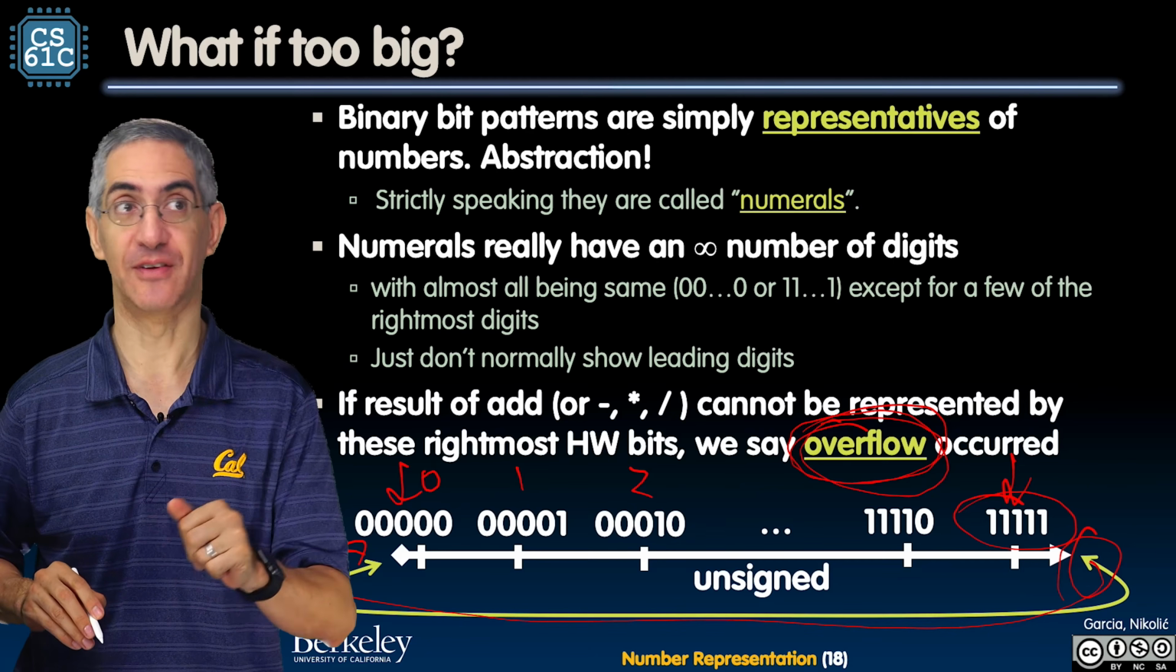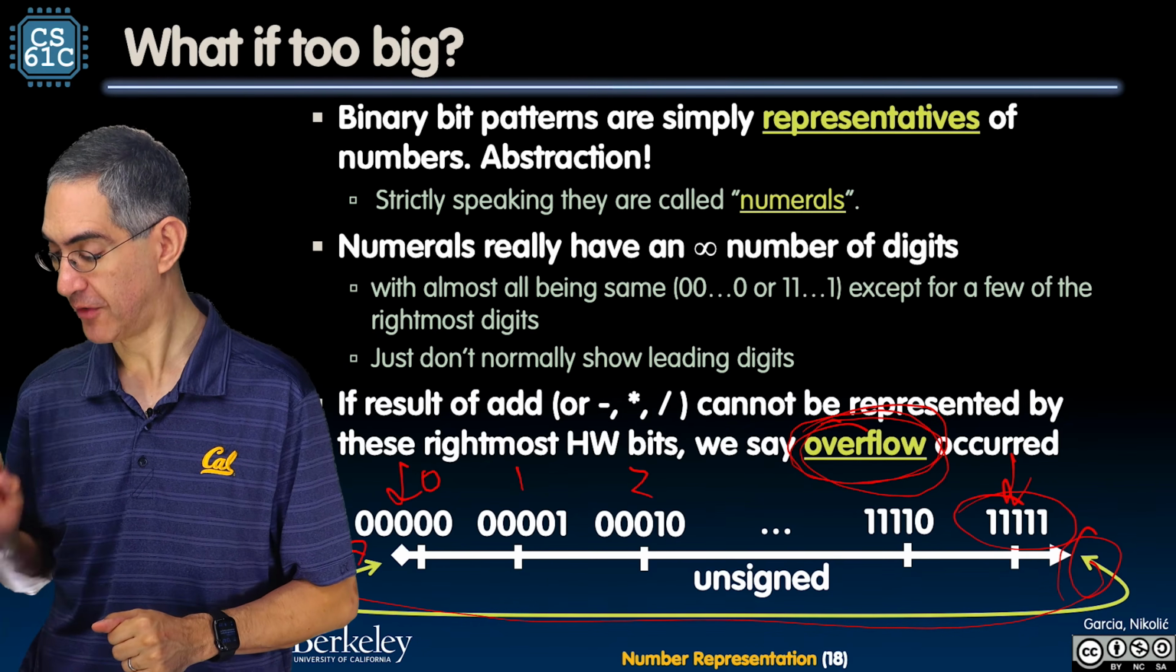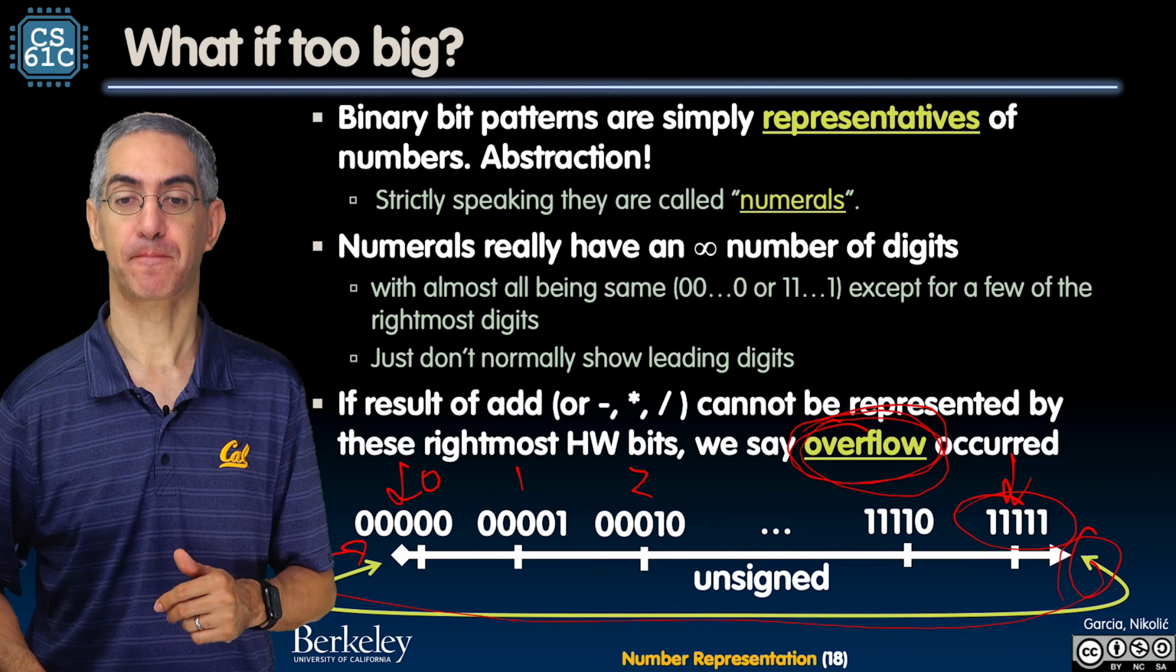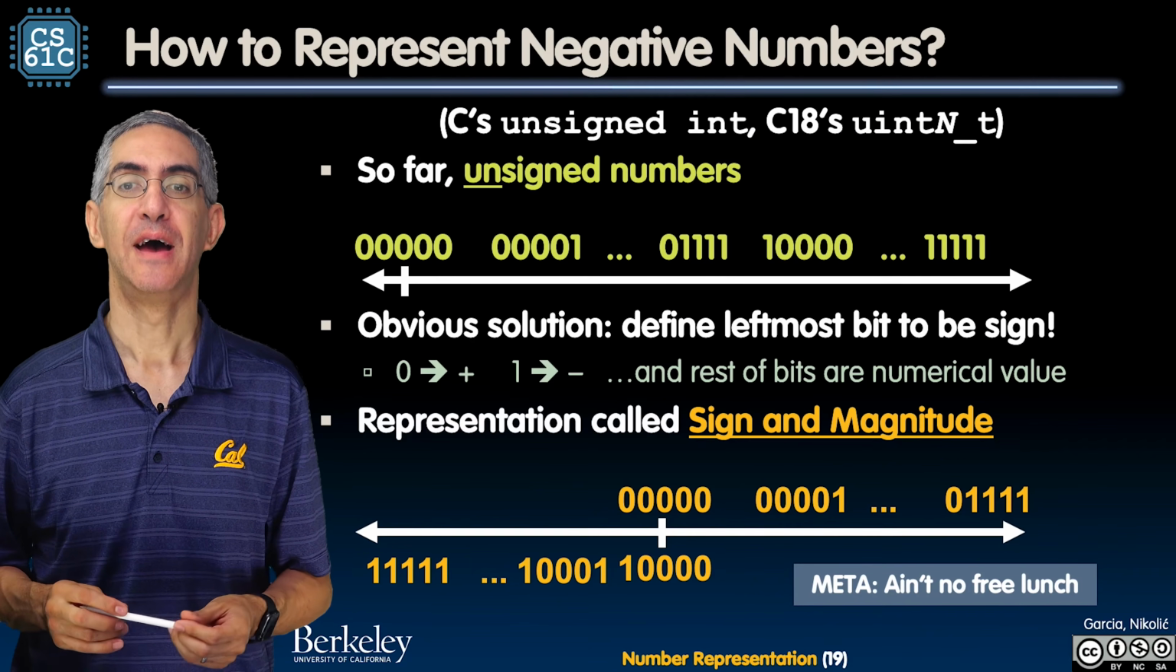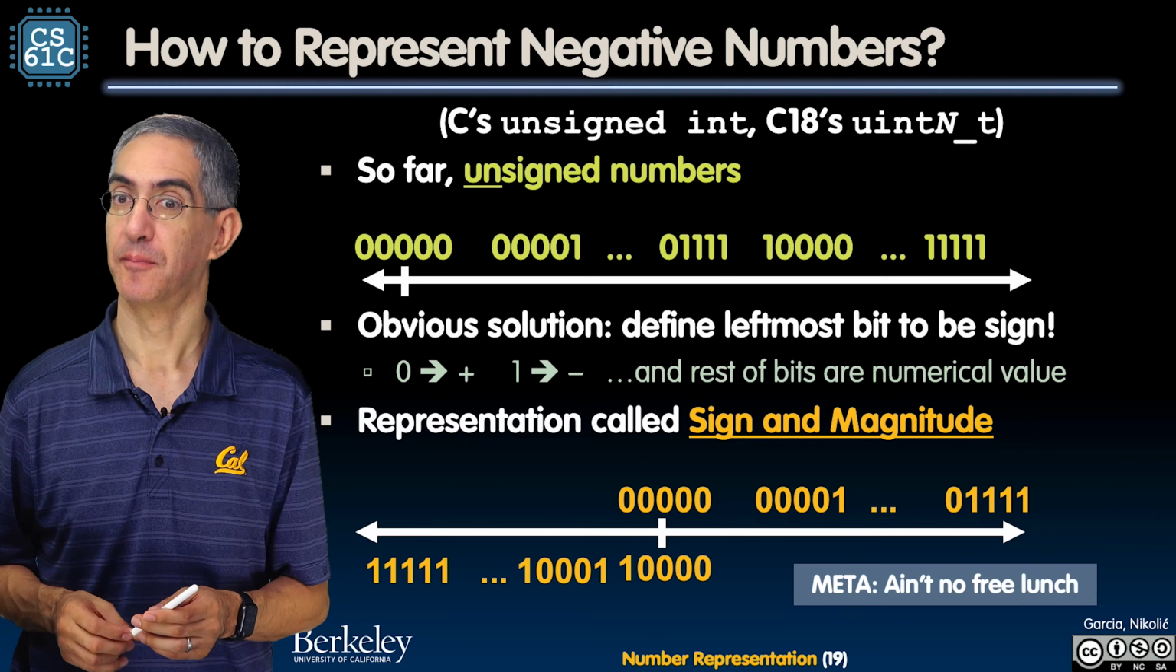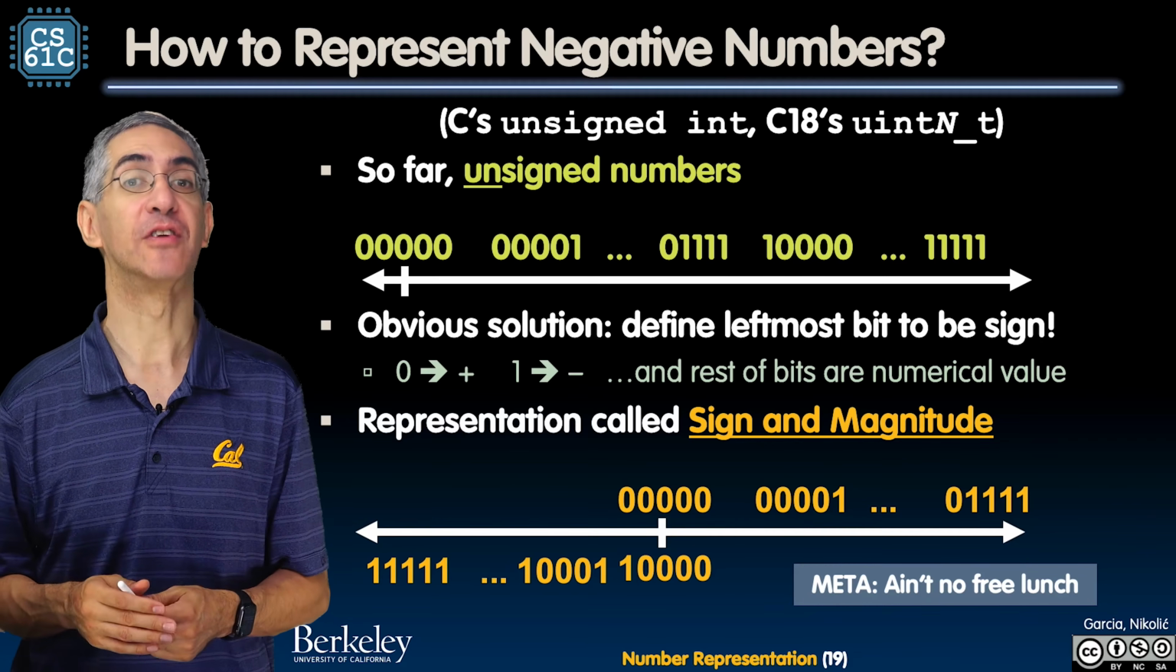We'll talk about underflow in about 3 lectures. That's if it's too big. How do you represent negative numbers, though? So far, all we've seen is unsigned numbers.